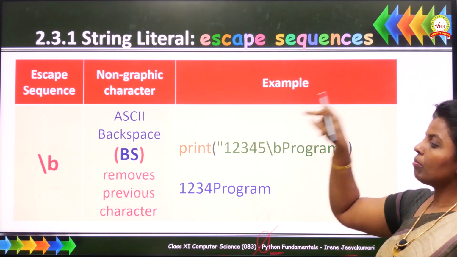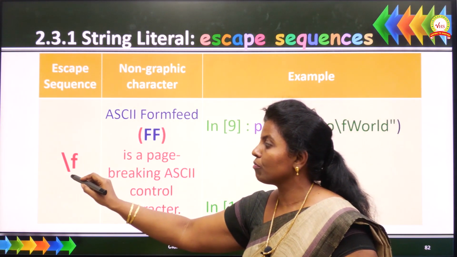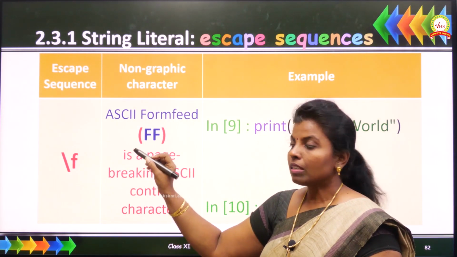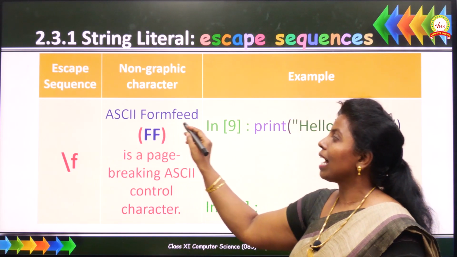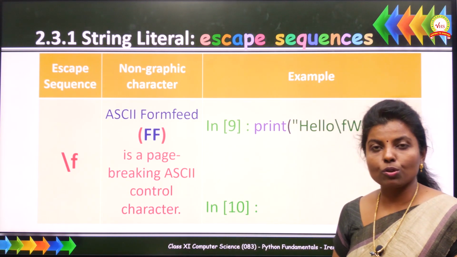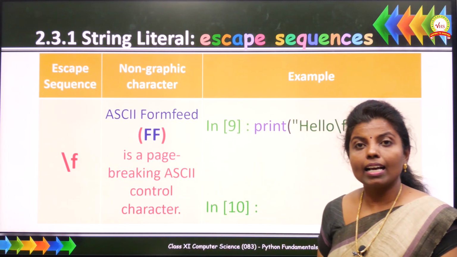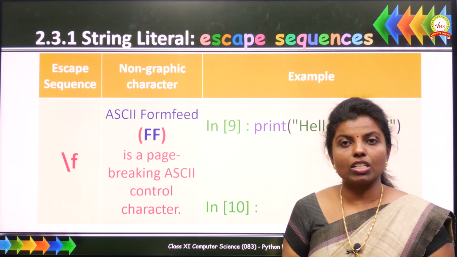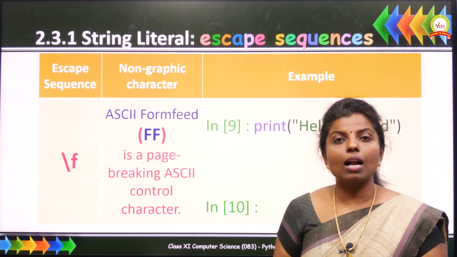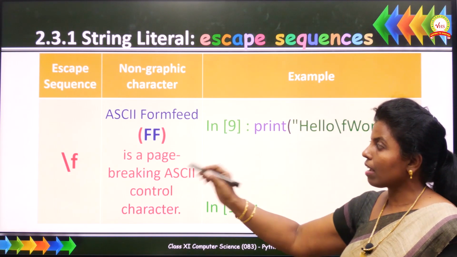So this is the purpose of backslash B. Now let us see what is the next escape sequence, which is backslash F. This backslash F is meant for ASCII form field, and it is a page breaking ASCII control character. What is the purpose of ASCII form field? It makes the printer eject the current page and start printing from the top of the next page. That is the purpose of the ASCII form field.